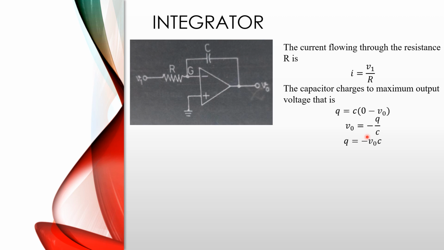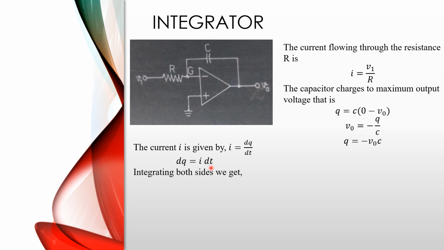Okay. Now Q equal to minus V0C. This is the capacitor charge. Now we calculate the current, which is given by I equal to, we know the charge with respect to time is equal to the current. So I equal to dq dt. So dq equal to I dt. Easily we can write this from the above equation.